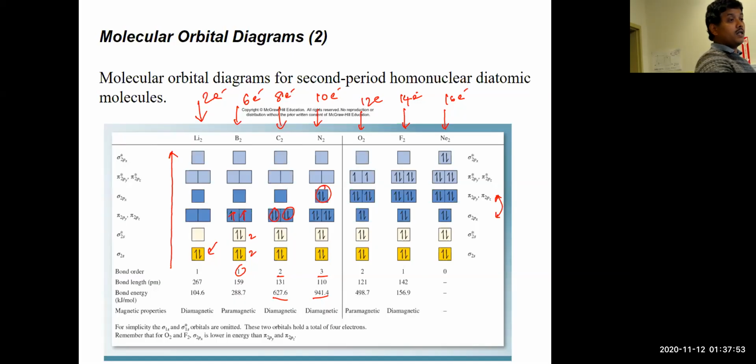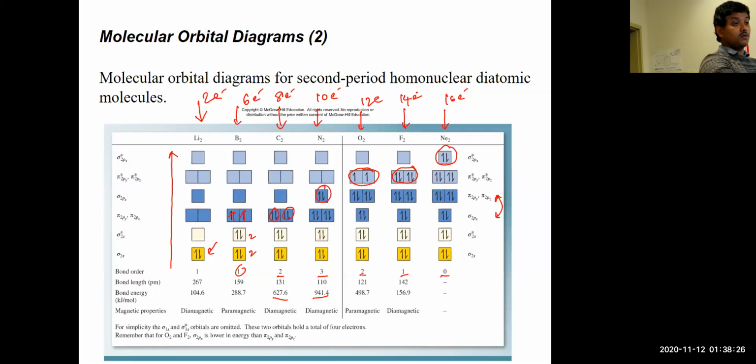So if you start filling them, the highest occupied electrons for oxygen are single occupied pi stars, for fluorine are paired pi stars, and for neon are sigma pi star. So using that, if you count the bond order, oxygen has 2, fluorine has 1, and neon has 0, which means Ne2 does not exist, but O2 and F2 do exist.